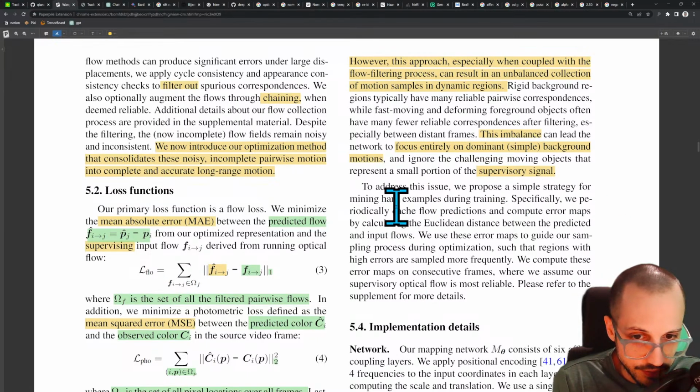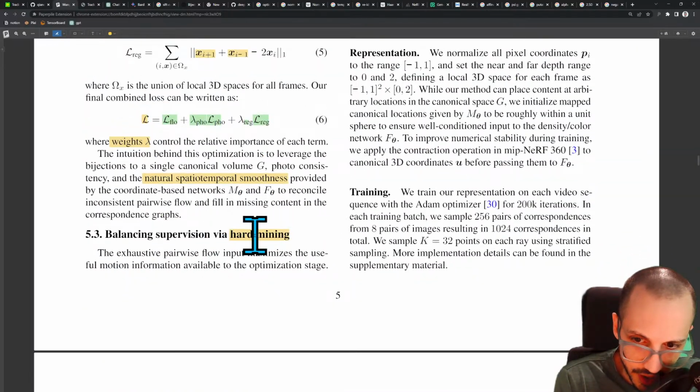We propose a simple strategy for mining hard examples during training. Specifically, we periodically cache flow predictions and compute error maps by calculating the Euclidean distance between the predicted and input flows. Euclidean distance between the predicted and input flows, that's basically this. Predicted and input flows and the distance between them. I mean, that's literally what this is right here. We use these error maps to guide our sampling process during optimization, such that regions in the higher error are sampled more frequently. All right, here you go. So this is the type of hard mining that they're doing.